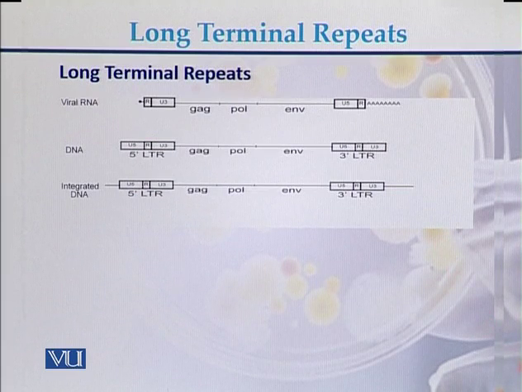This is another diagram of the long terminal repeat, where we can see that this is a viral DNA with different genes, and this is the DNA sequence where RNA is converted into DNA, and the integrated DNA, where we can see that on both ends there are long terminal repeats.